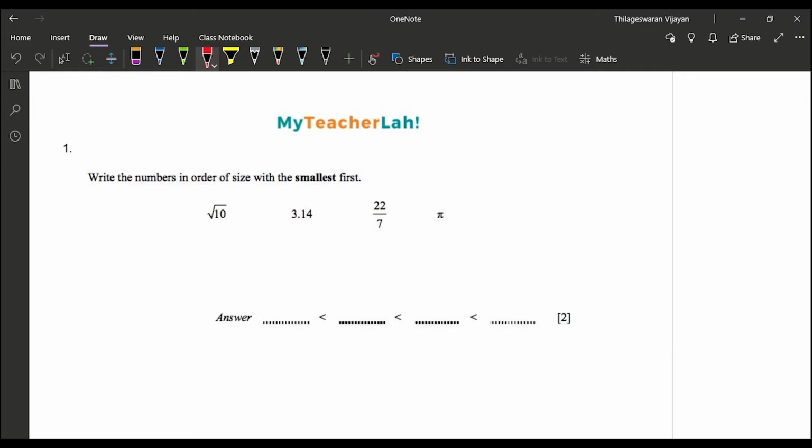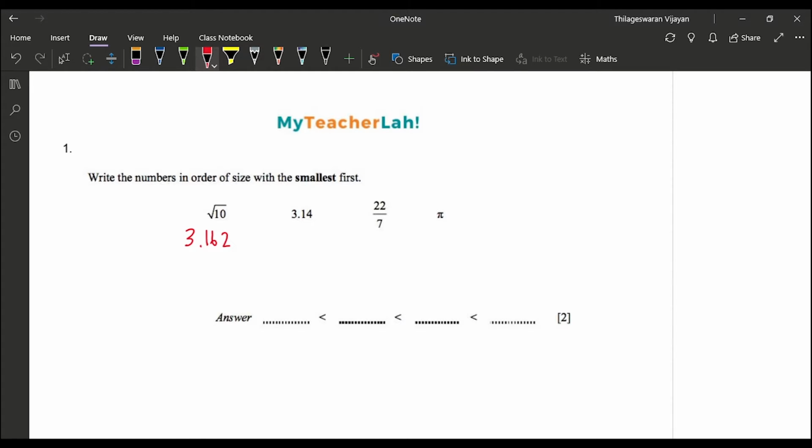So question number 1, write the numbers in order of size with the smallest first. Now the first thing that you need to do is that you need to be able to write down all the different values given to you in terms of decimal points so that you are easily able to compare between the different values. So you just take your calculator and put the value square root of 10 and you should be able to get something like this.